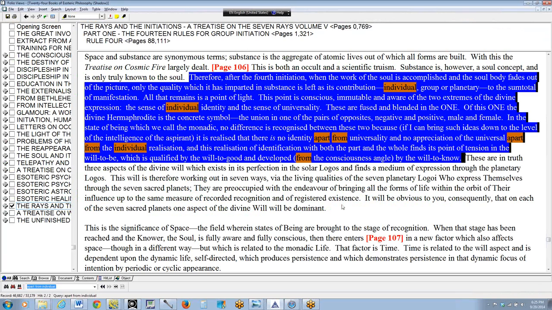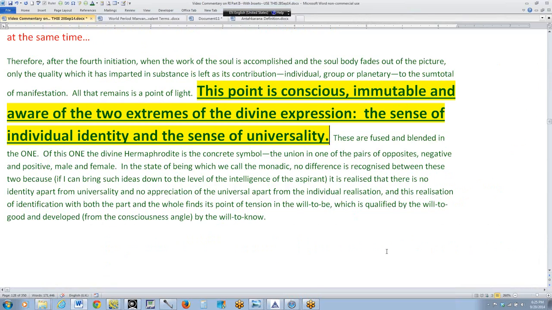Whatever page this is, I've just been on page 106. I'll read a little more. Okay, so this is R and I 106. These are fused and blended in the one. Of this one, the divine hermaphrodite is the concrete symbol. The union in one of the pairs of opposites, negative and positive, male and female.